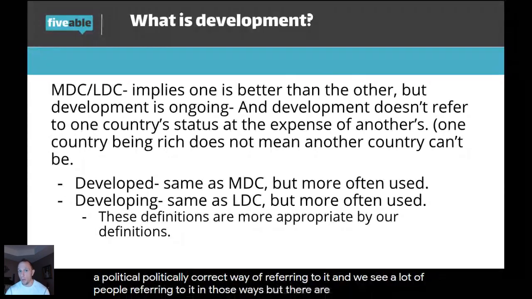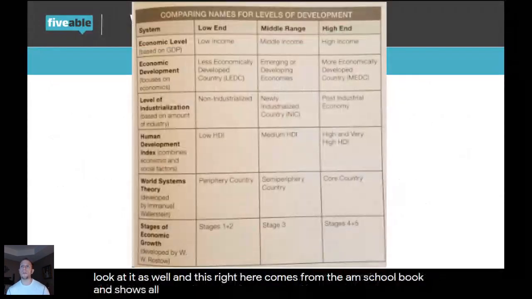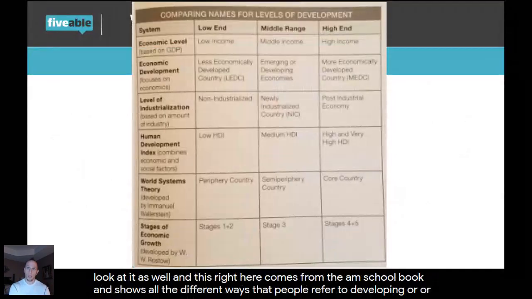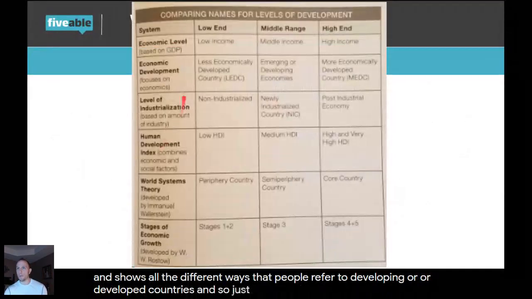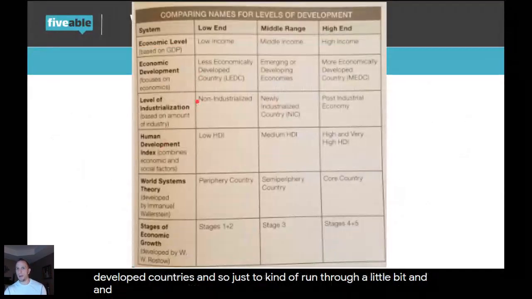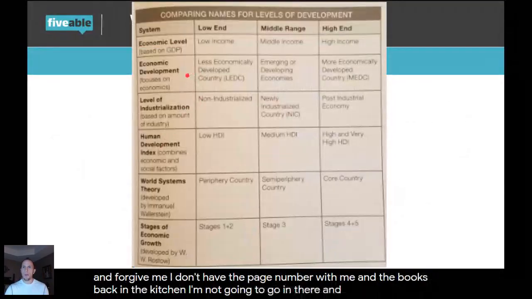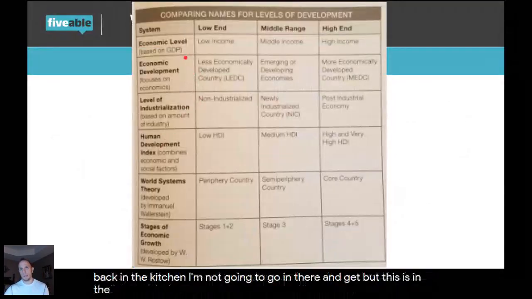But there are other ways you can look at it as well. And this right here comes from the AMSCO book and shows all the different ways that people refer to developing or developed countries. Forgive me, I don't have the page number with me, and the book's back in the kitchen. I'm not going to go get it. But this is in the Unit 6 section of the AMSCO Human Geography Review book.